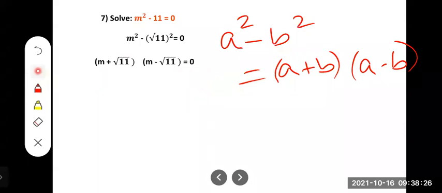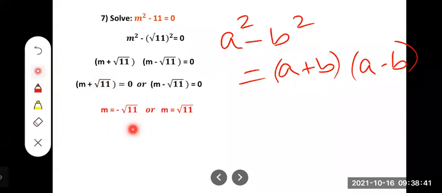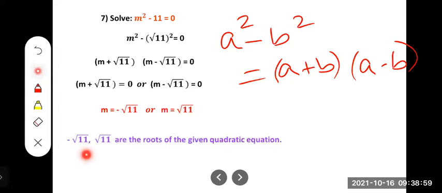Clear, children? Now each one you equate to 0. So how you will get? M plus root 11 equal to 0, m minus root 11 equal to 0. And m equal to this plus root 11 comes to the other side, it becomes minus root 11, or m equal to minus root 11 comes this side, it will be plus root 11. Clear, children? So what are the roots? Minus root 11 or plus root 11. So what will be the last answer you will be writing? Minus root 11 and root 11 are the roots of the given quadratic equation. Is it clear, children?